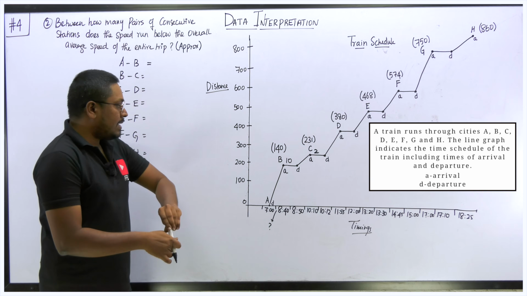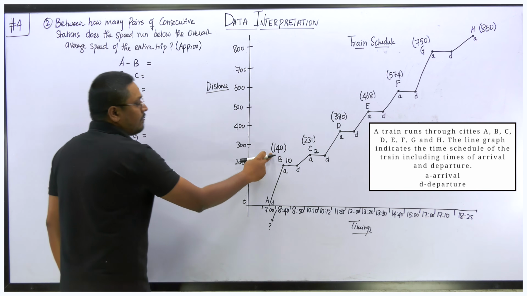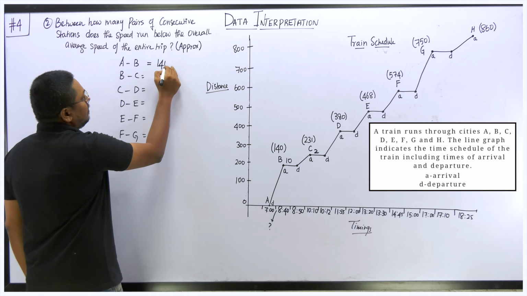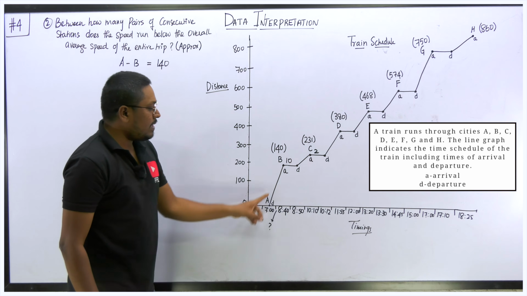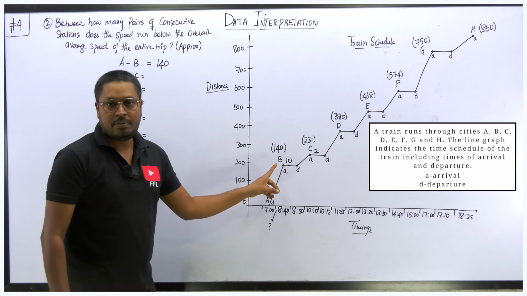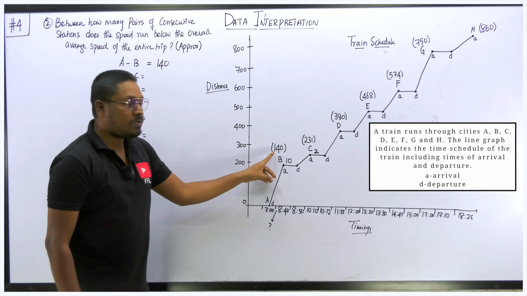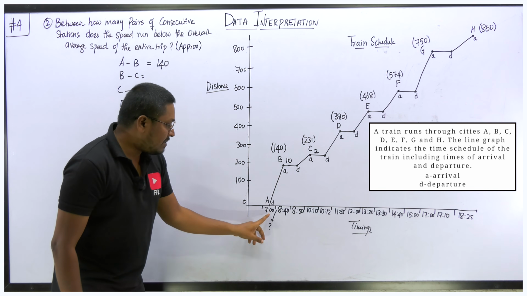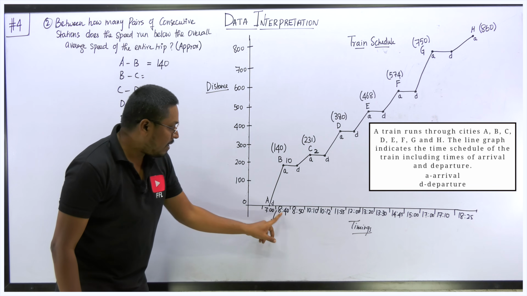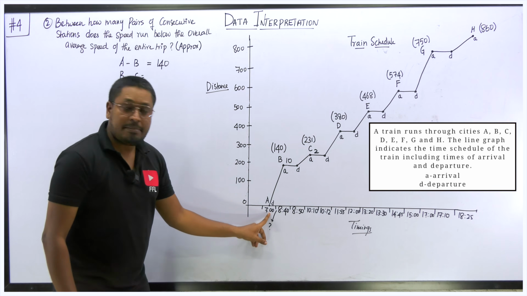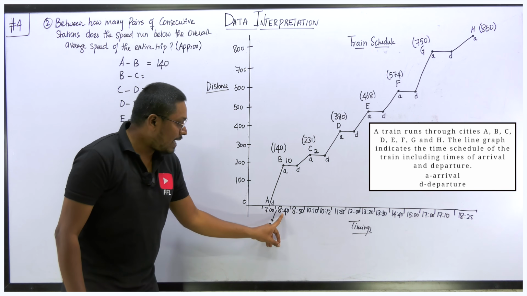Okay, we can find. Just see, the first station is how many kilometers? 140, right? So 140, A to B. So from A to B, the total distance will be 140 kilometers. Speed is equal to distance by time. So distance is how much? 140. What about the timing? Here it is 7 and here it is 8:40, right? So the train started at 7 a.m. in the morning and reached the station at 8:40.